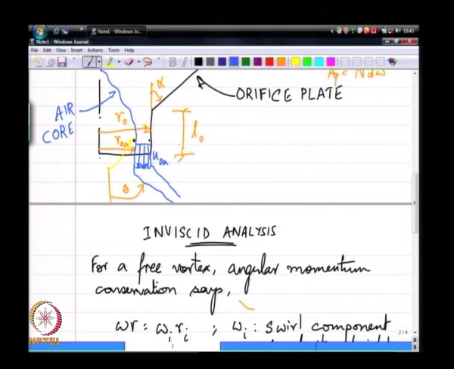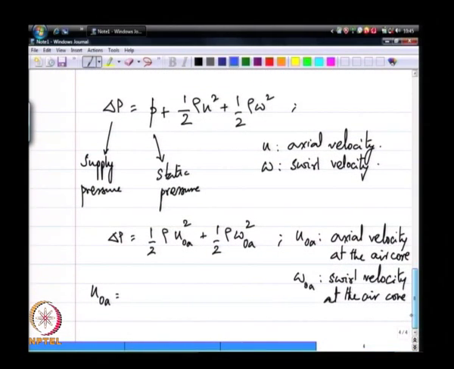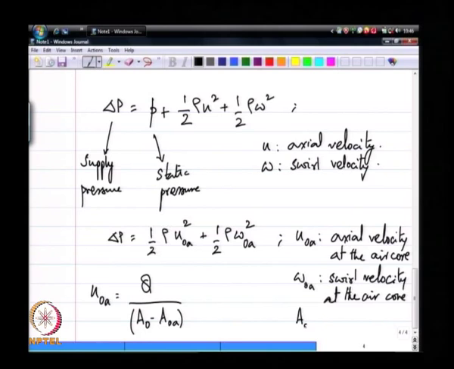And W 0 a happens to be the swirl velocity. So, we will write some simplifying expressions for that. U 0 a would then have to be q divided by A 0 minus A 0 a. A 0 a is the area of cross section of the air core. A 0 is of course pi r 0 squared.